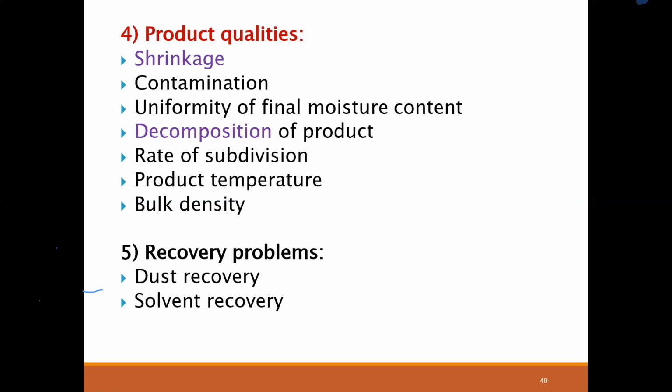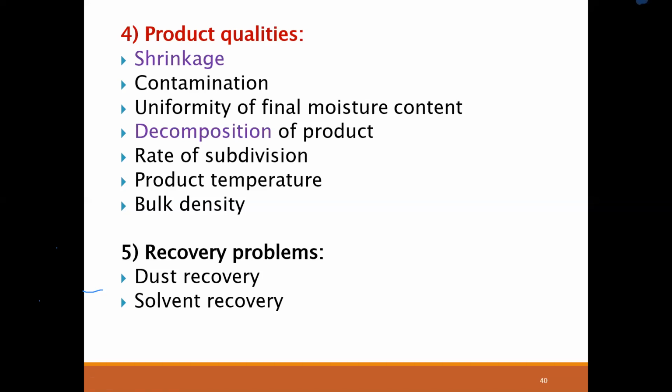Then bulk density. What is bulk density? Bulk density is the density of the particular solids, whether it is low density or high density. Density is very important for powder material. A low density material is fluffy in nature, the weight of that material is very low, and a low density material is difficult to flow appropriately. That's why the bulk density is calculated.